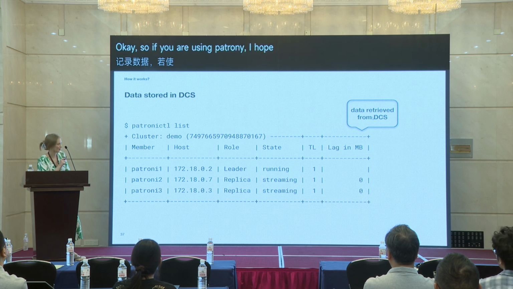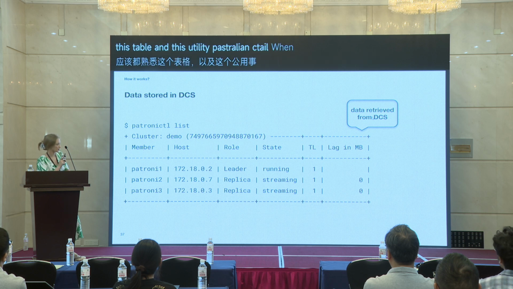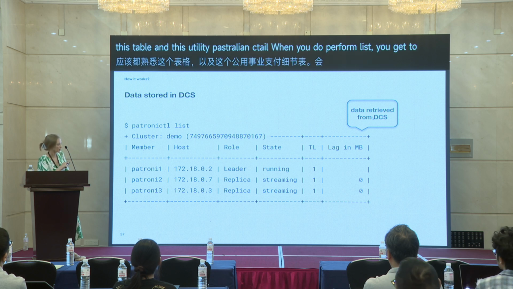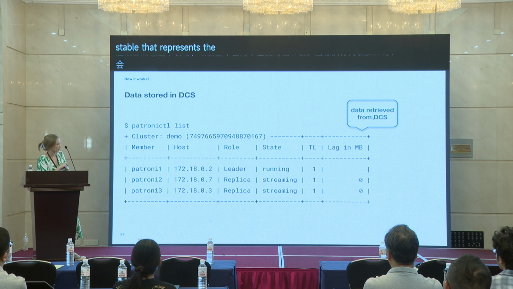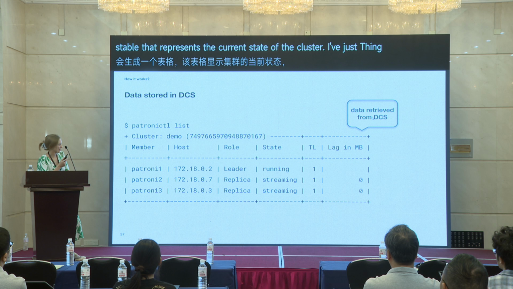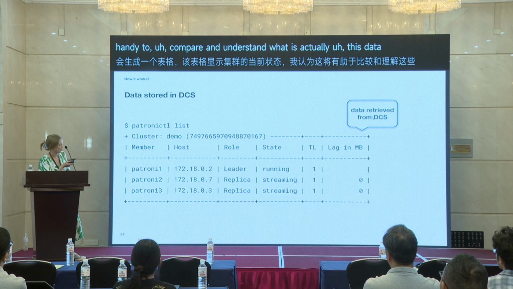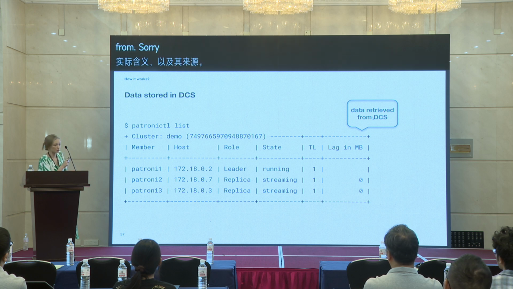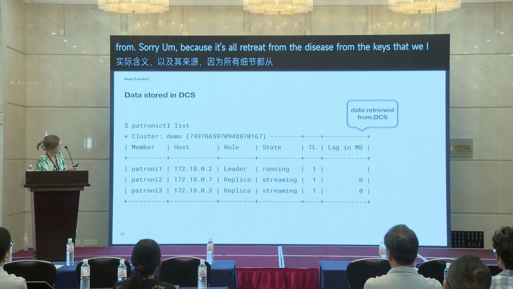Okay, so if you are using Patroni, I hope some of you do, you probably know this table and this utility, patronictl. When you perform list, you get this table that represents the current state of the cluster. I think it will be handy to compare and understand what this data actually is and where it comes from, because it's all retrieved from the DCS, from the keys that I have just described.